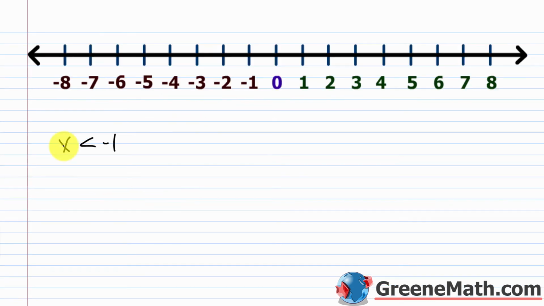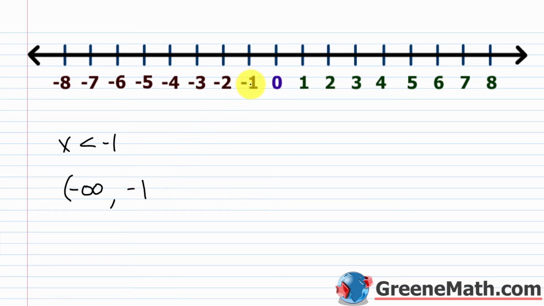negative 1. All right, so in interval notation, again, the smallest possible value, if you're dealing with a less than, it's less than negative 1, so this would continue to the left forever and ever and ever. So we write negative infinity here, and we always use a parenthesis with infinity or negative infinity. And then comma, for the largest possible value, we put negative 1.